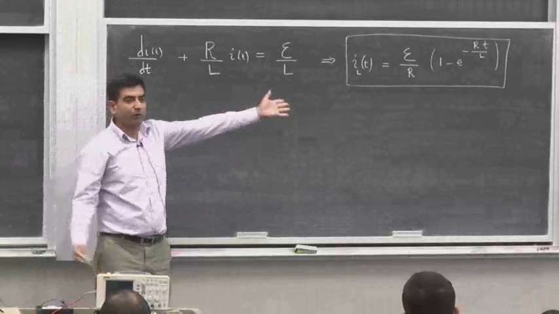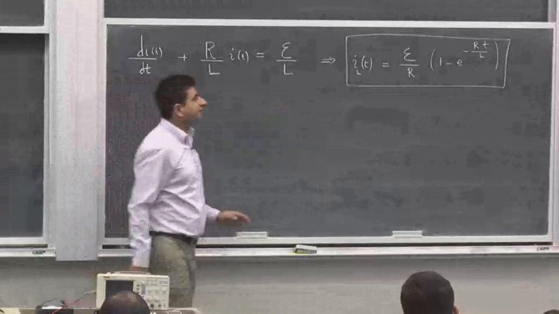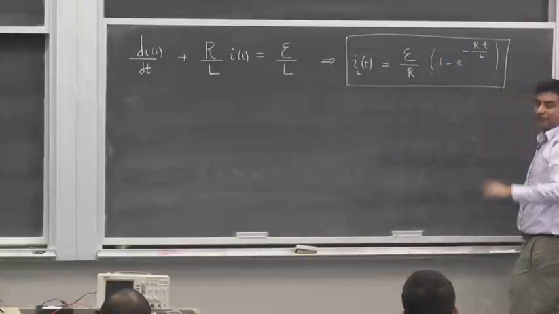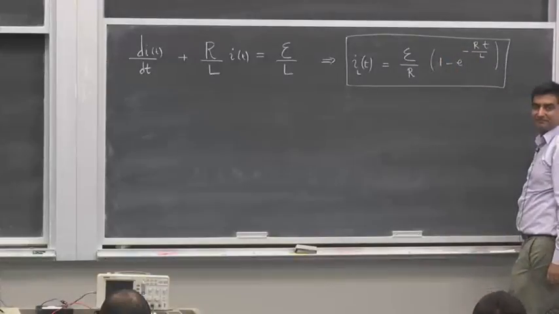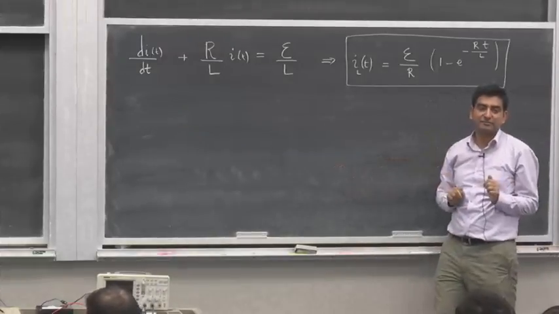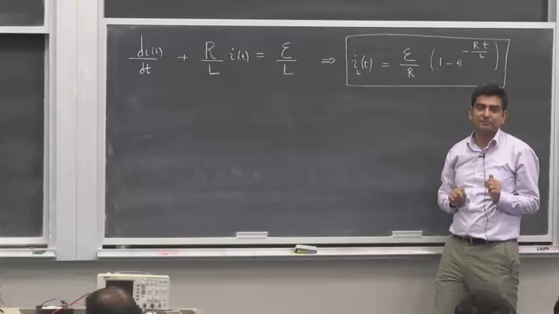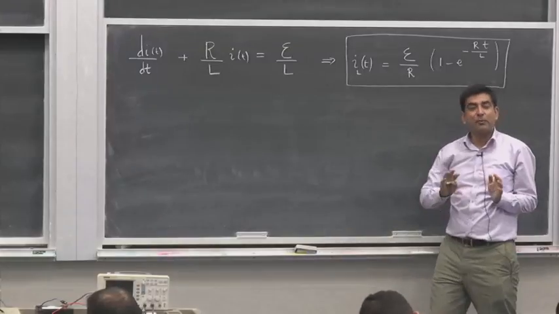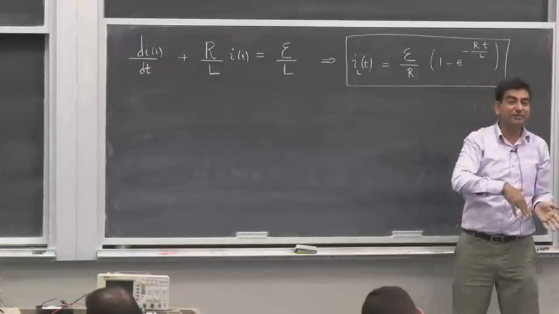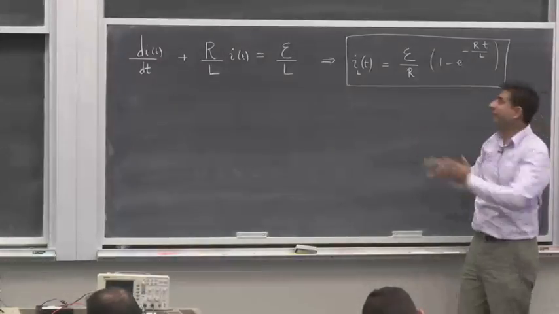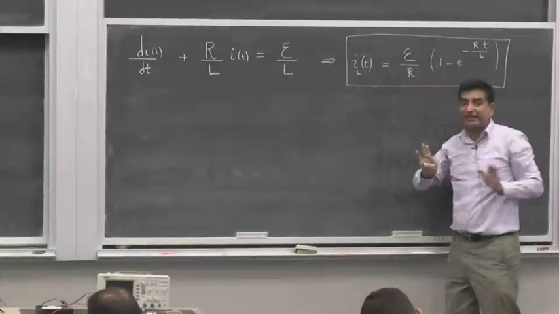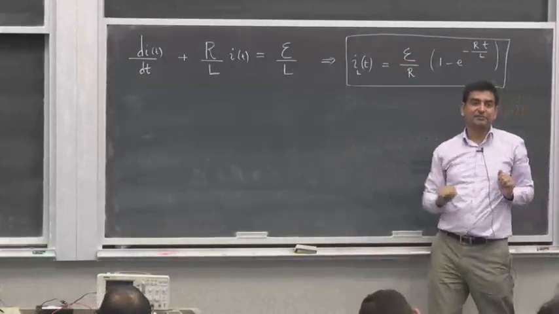So this is what we get when we solve this equation. At time t equals 0, this is 0. There is no current through this circuit, which means that the inductor is opposing any change in the current. Correct? When time is really large, this term goes to 0, so the current then freely flows through the circuit as if the inductor were not present. So the current is simply given by the EMF divided by the resistor. So the inductor is opposing any changes in the current.